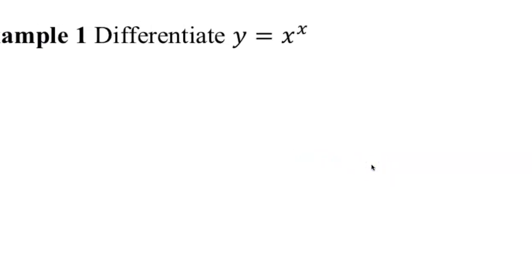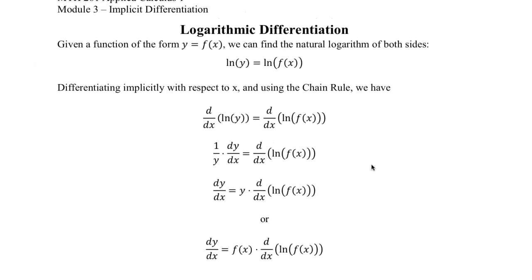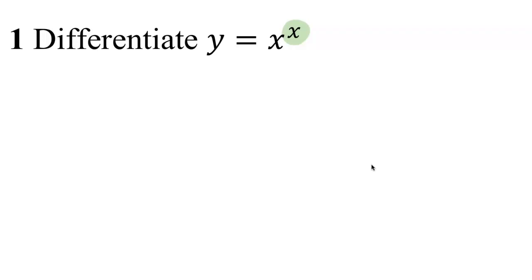Here's the first example on implicit differentiation. This is going to be very useful when x is up on top. So what we're going to do is take the natural log of both sides. This strategy is called logarithmic differentiation. I'm going to bring the log here to bring that exponent of x down first.